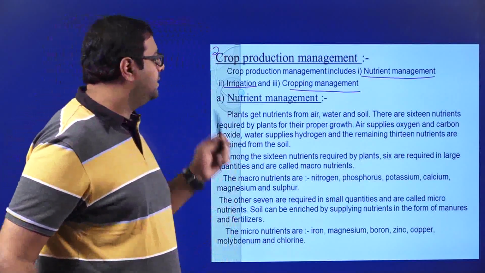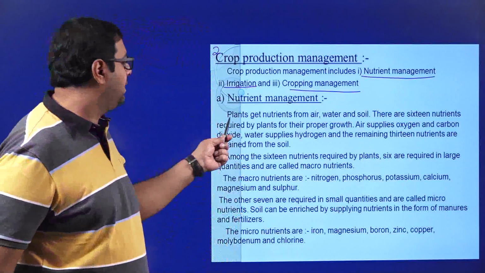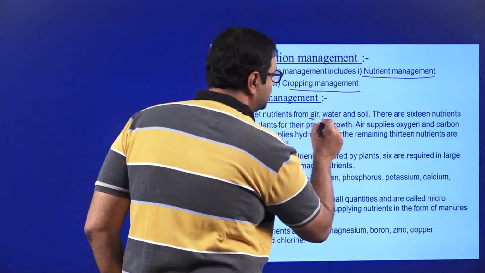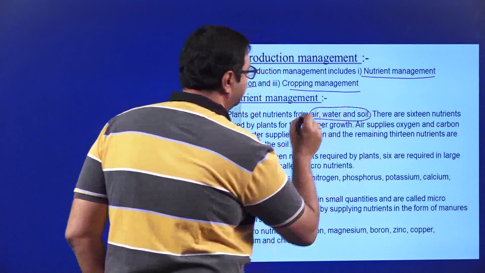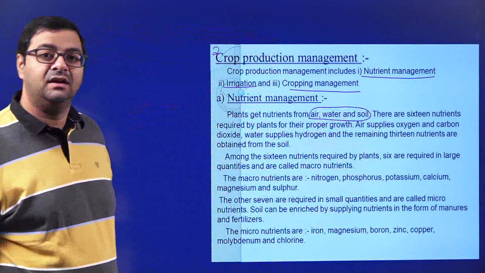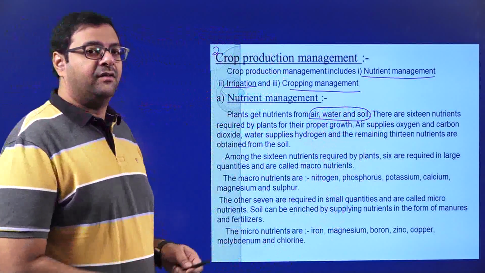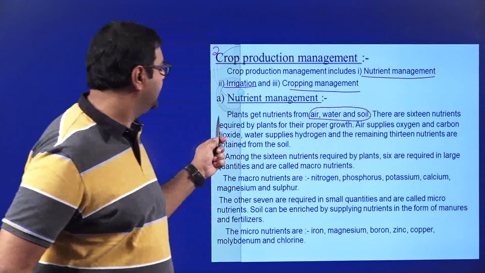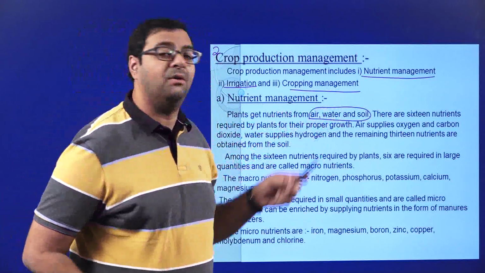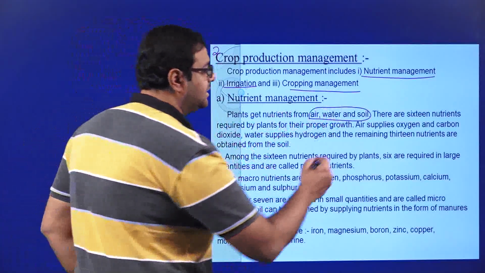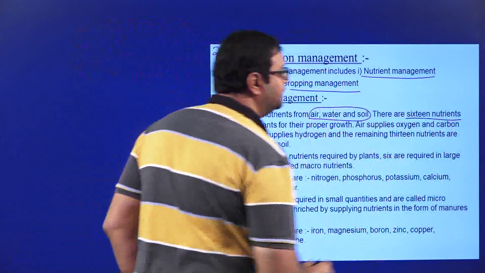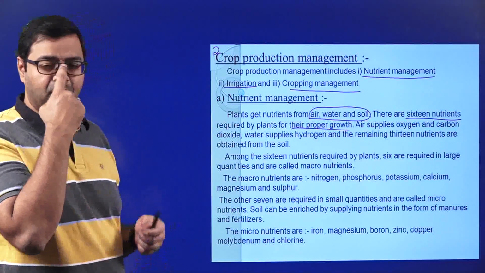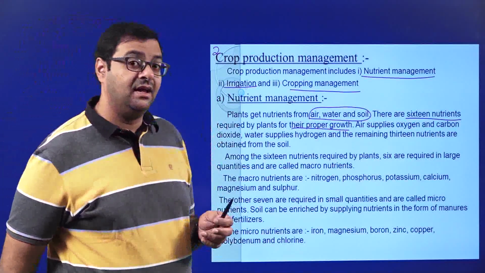When we are talking about nutrient management, plants get nutrients from air, water and soil. So this you already know and you have been learning right from your younger age. Now there are 16 nutrients required by plants for their proper growth.